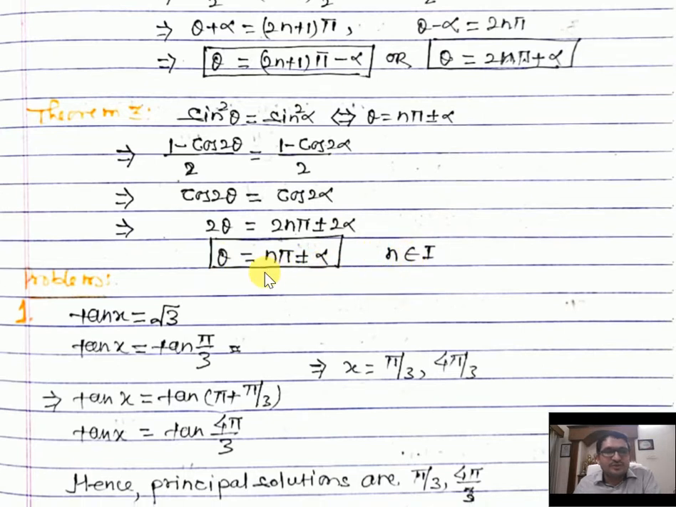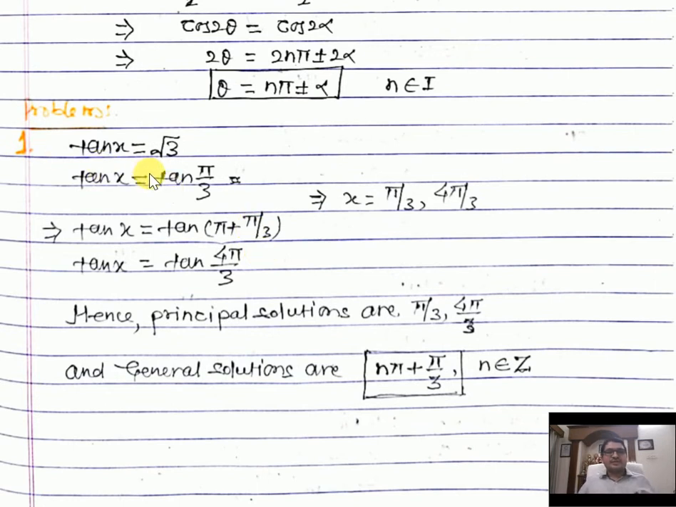N belongs to integers. Question number 1: if tan x is equal to root 3, then write down the general solution and principal solution of the given equation. So tan x is equal to root 3, you can write tan pi upon 3. Means right hand side you have to convert in terms of tan, so that we can equate angles and write the value of x. The same thing, you can write tan (pi plus pi upon 3).